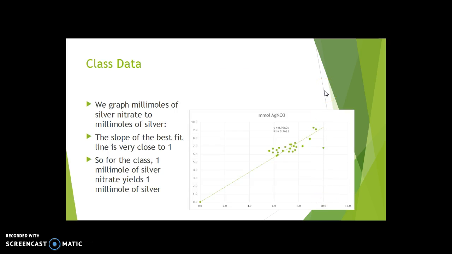Now, if you took class data, you probably got millimoles of silver nitrate and can put that on the horizontal axis, and millimoles of silver metal and put that on the vertical axis. If you do that, you can see from this plot, and 0, 0 is a point, that the best straight line goes through right like this. And the slope of the best fit line here, 0.936, is very close to 1. So for the class, just as for this student, 1 millimole of silver nitrate will yield 1 millimole of silver.